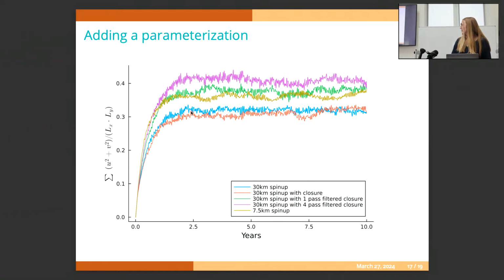Blue is before any parameterization has been added, and you can see that when we look at it and compare it to this yellowish line, this is my high resolution or eddy resolving model. There's very clearly a large discrepancy in the kinetic energy in the system. We just have less of it.